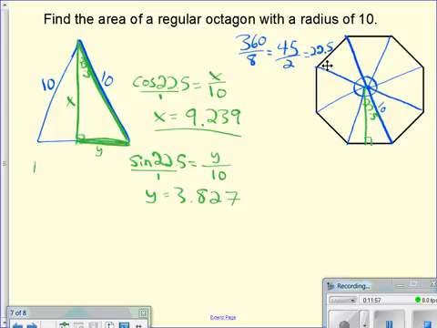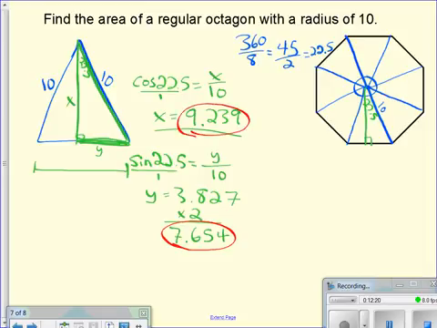My whole base spans the entire triangle. So really, 3.827 is half my triangle, half my base. I want to multiply it by 2, and I will get 7.654. Okay. So, find the area of my triangle. Here's my base. Here's my height. I got to use them both. Let's see, where can I stick this? I'll put it over here.